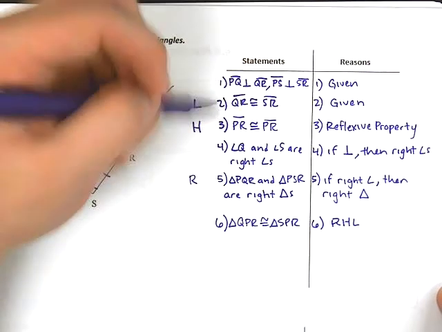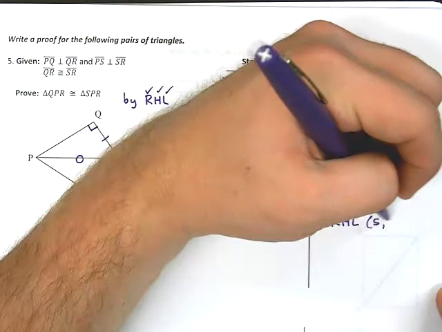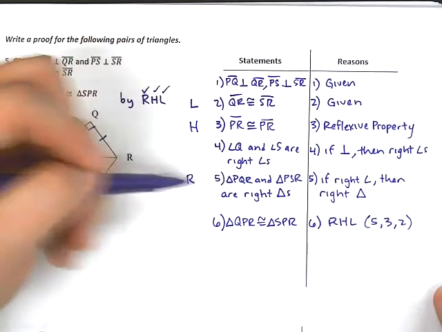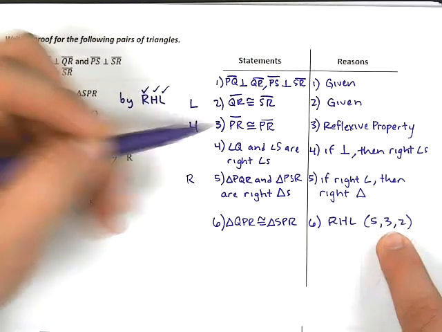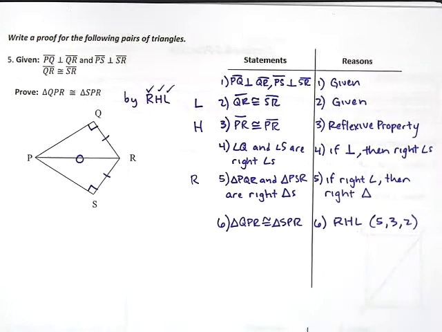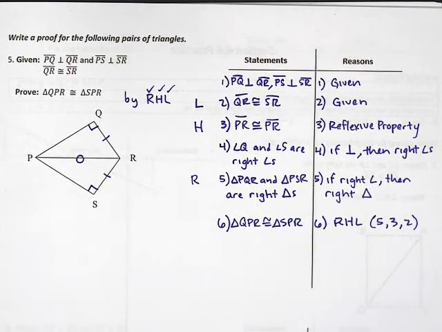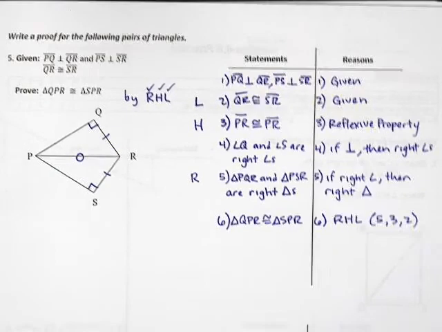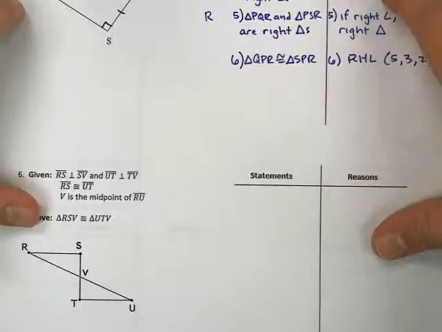RHL means I went 5, 3, 2. R5, H3, L2. Okay? Perfect. Beautiful. Nicely done. Let's do one more together, and then we'll practice more in class.